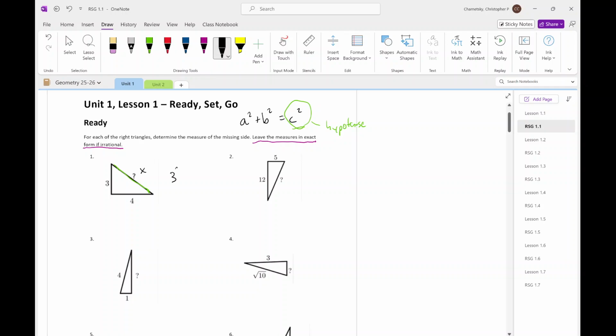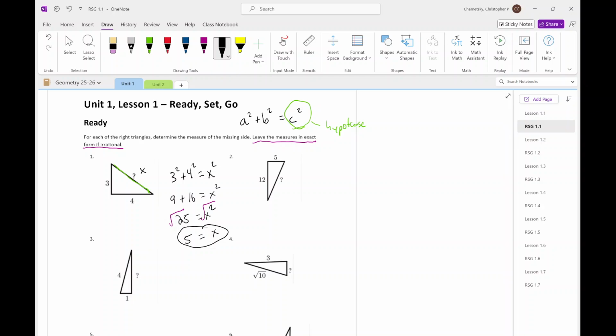we'll set up 3 squared plus 4 squared equals x squared. 3 squared is 9. 4 squared is 16 equals x squared. 9 plus 16 is 25 equals x squared. Then we're going to take the square root of both sides. And the square root of 25, actually that comes out to exactly 5, so that one has an exact answer.